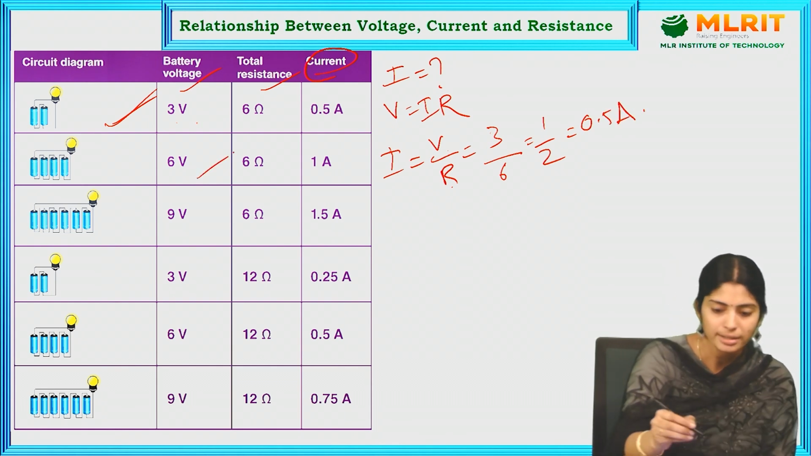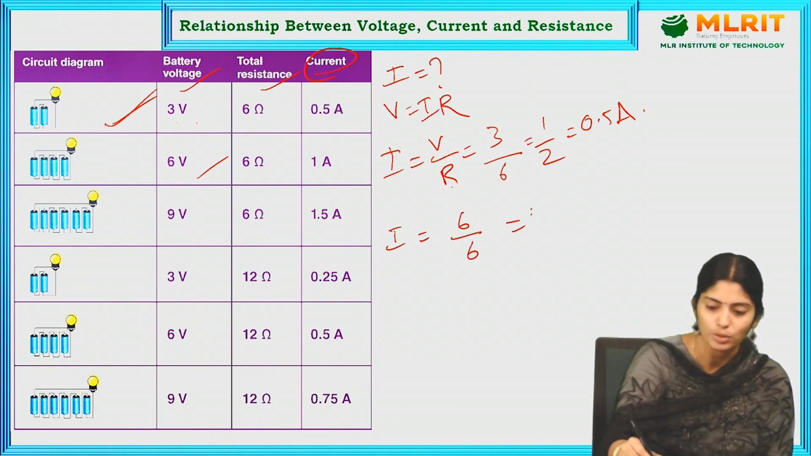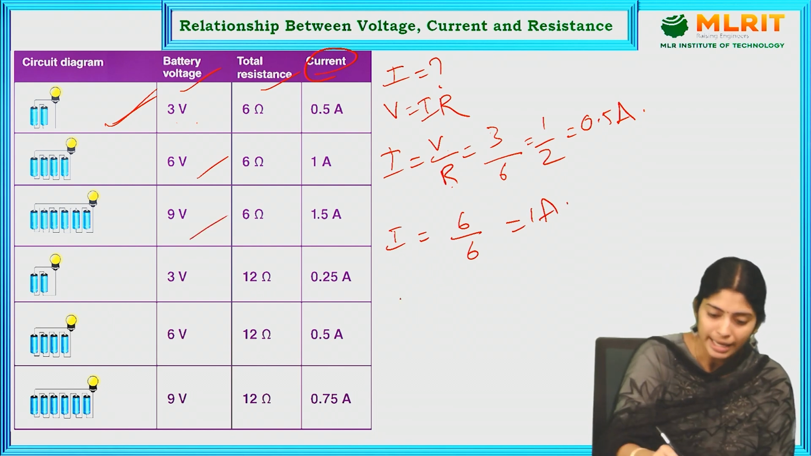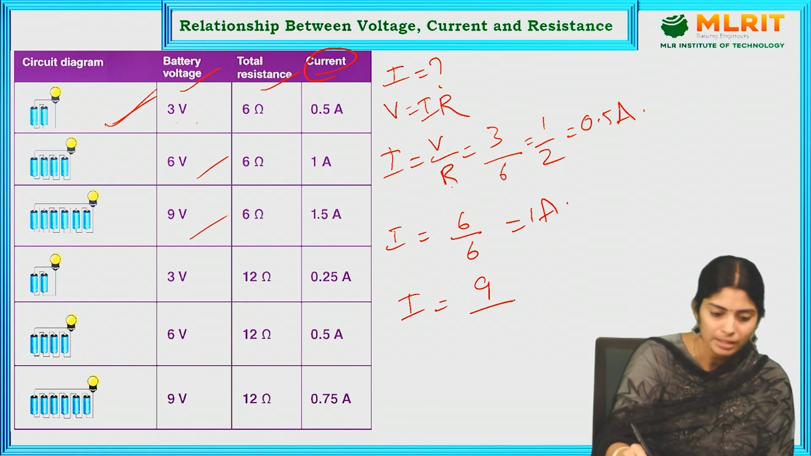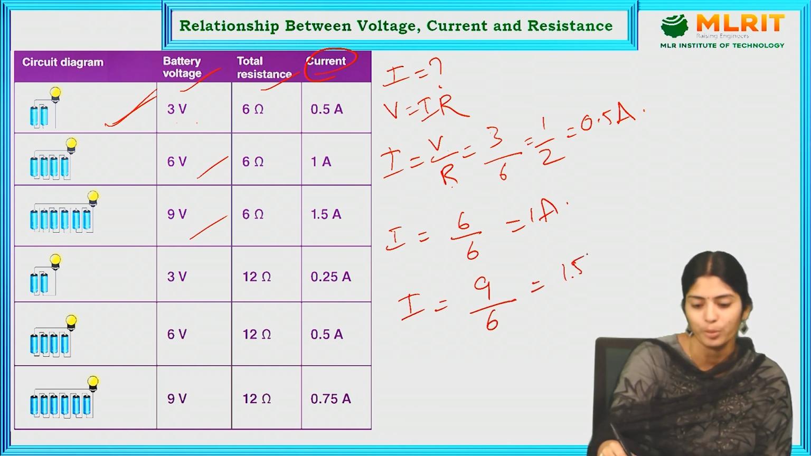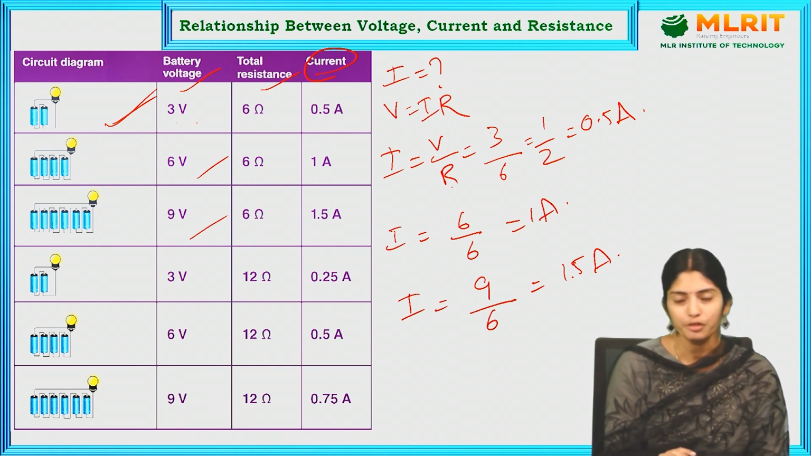Similarly in this case, I is equal to V by R. So V divided by R, 6 by 6, 1 ampere. Here in the 9 volts case, I am taking the voltage as 9 and resistance as 6. So the value will be 1.5 amperes. So likewise we can determine the value of current in the circuit.